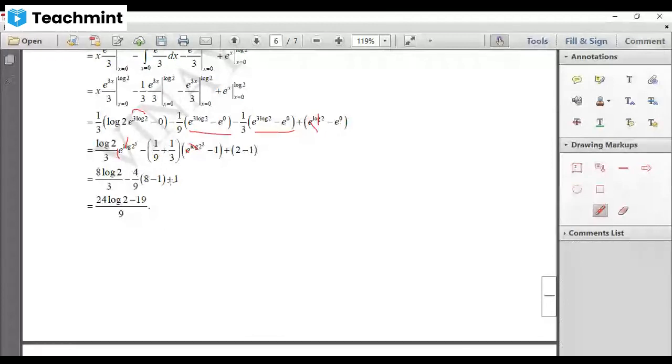2 cube is 8. 8 minus 1, 7. Take LCM, 9. You'll get 4 by 9 into 8 minus 1, 7. And here also, you'll get 8, 8 log 2 by 3. Take LCM. This will be your answer.